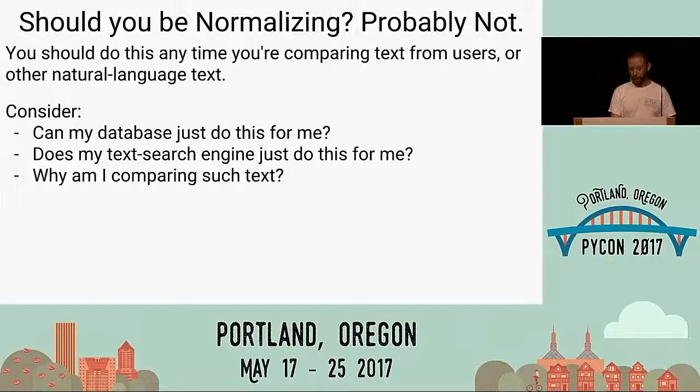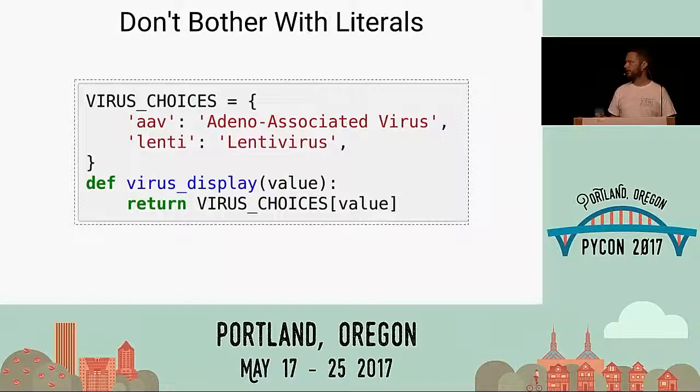The main thing, though, is why are you comparing it? Most of the time, it doesn't matter. You don't have to normalize. A lot of times when we're comparing string literals in actual code, we're doing something like this. We have a dictionary. The keys are some internal values that we use. Maybe we use them as values in a database. And then the values in the dictionary are strings that we show to users. And we're just doing a lookup. These are just literals in our code. We don't need to normalize them. We know they're always going to be the same. We don't need to worry about it.